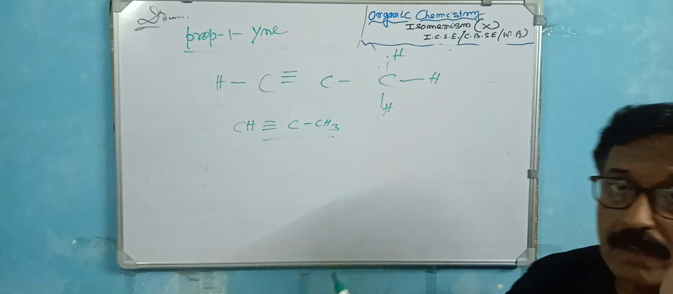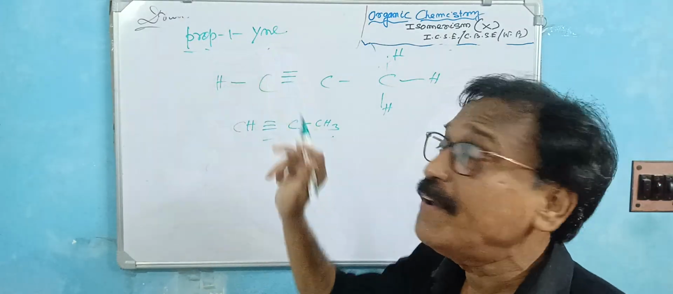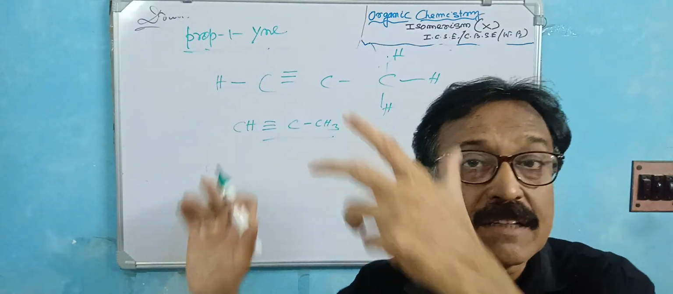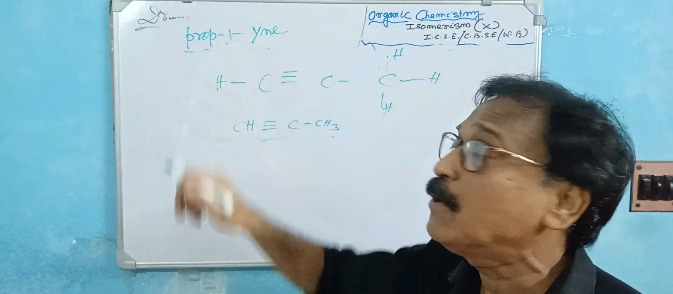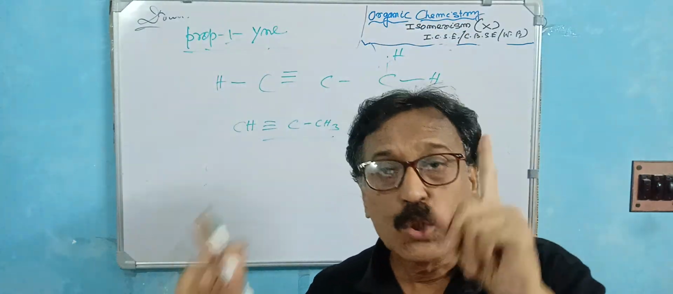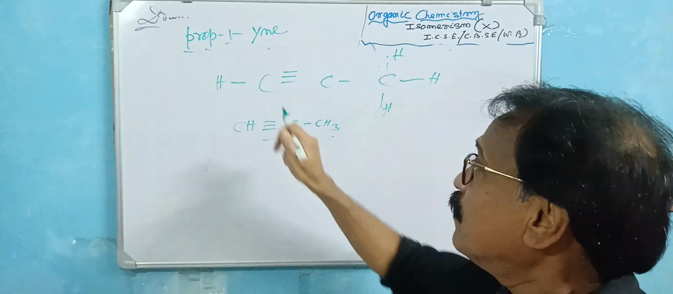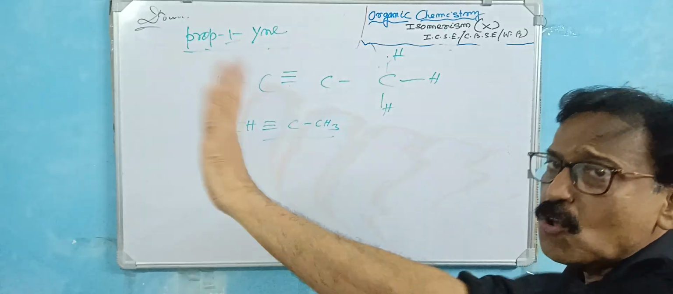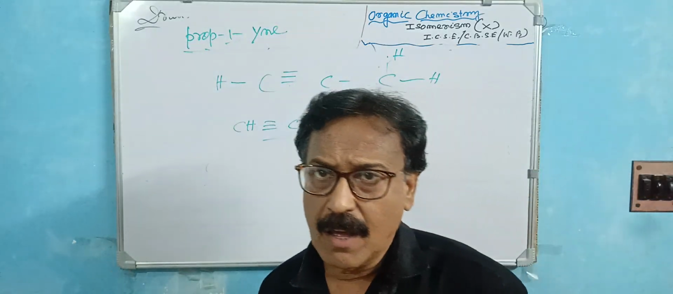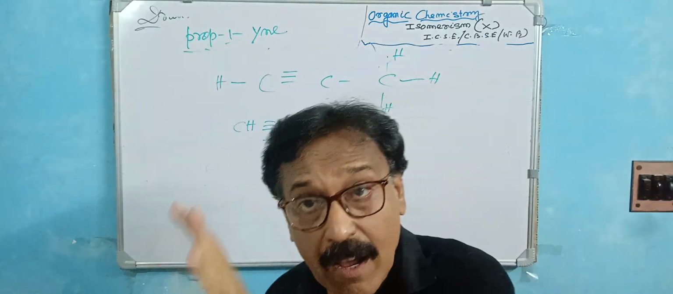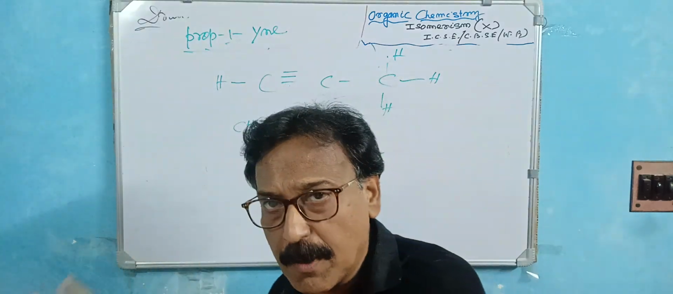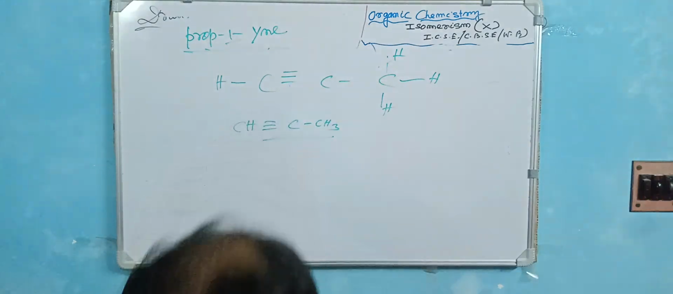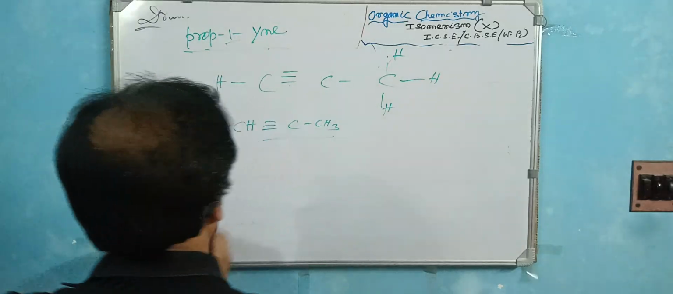In which way? I repeat. Prop-1-yne. First, yne means the triple bond is there. What is the position of the triple bond? 1. Prop means the root is 3. So there are 3 carbons. Number 1 position is the triple bond. Now you complete the 4 hands in the carbon. The hydrogen is there. And this is actually for the double bond and triple bond, the lower position. Is that okay to you?